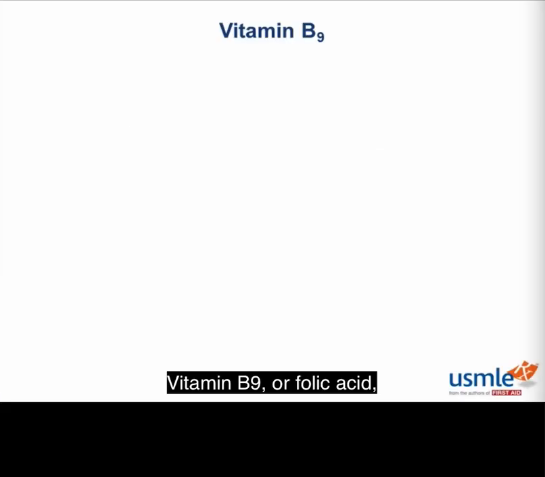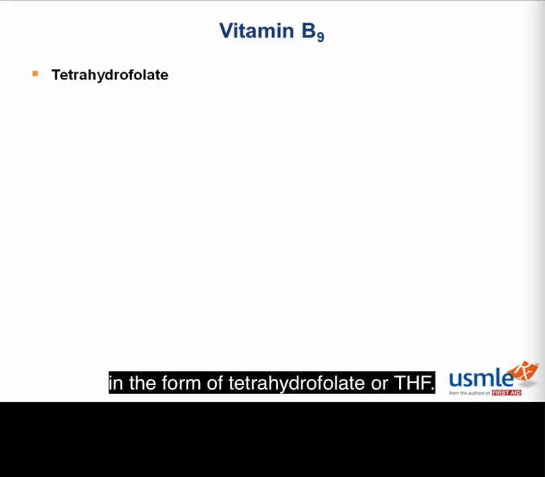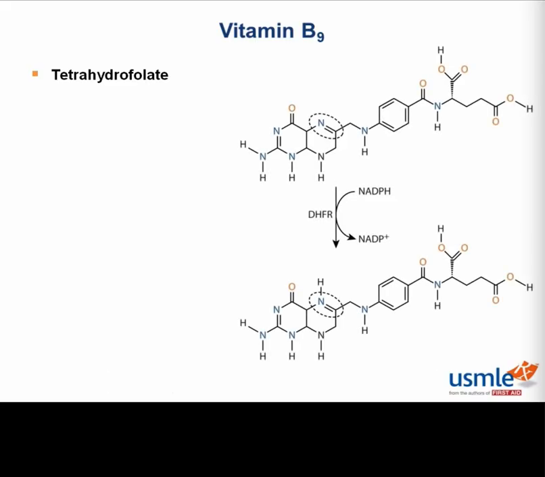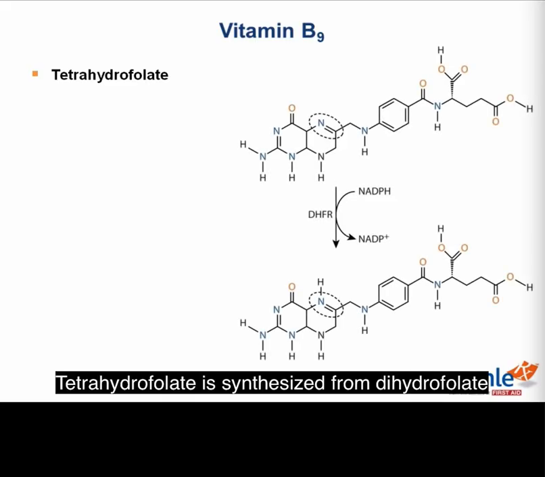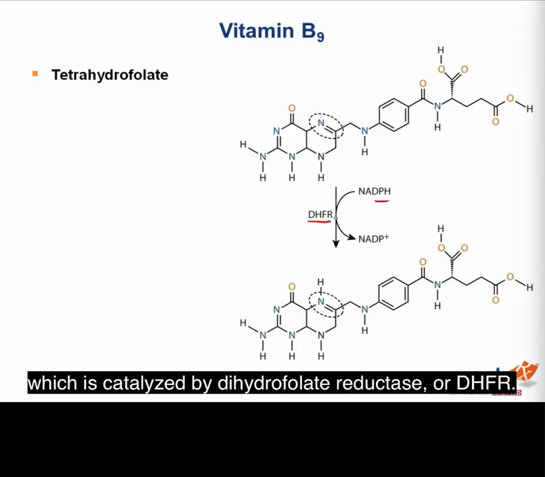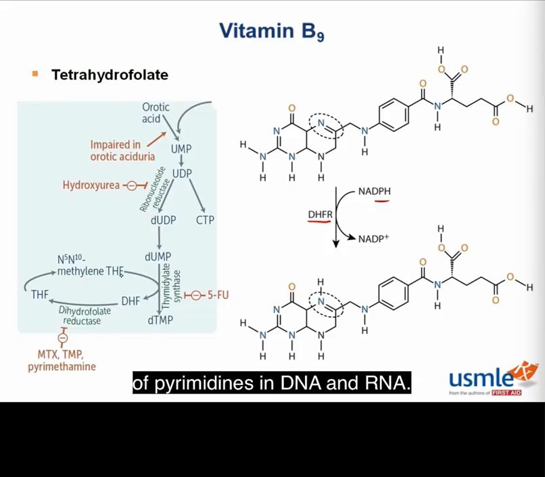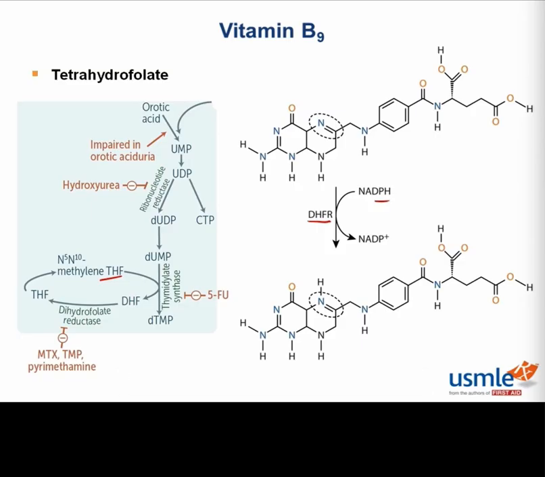Vitamin B9, or folic acid, is found in fruits and leafy green vegetables and performs one-carbon transfer reactions in the form of tetrahydrofolate, or THF. Tetrahydrofolate is synthesized from dihydrofolate by the addition of hydrogen from NADPH, which is catalyzed by dihydrofolate reductase, or DHFR. As I talked about in the first biochem section, tetrahydrofolate is important in the synthesis of pyrimidines in DNA and RNA. It was used at the very end of our pyrimidine synthesis pathway to synthesize dTMP from dUMP.